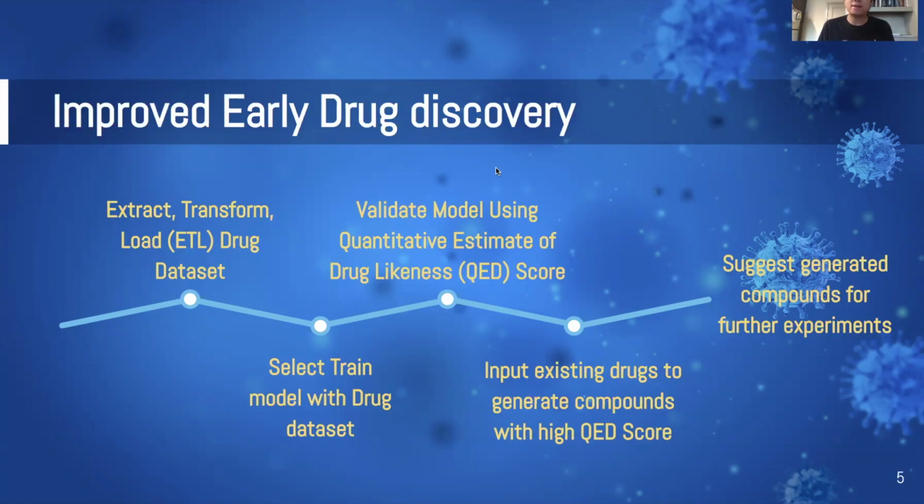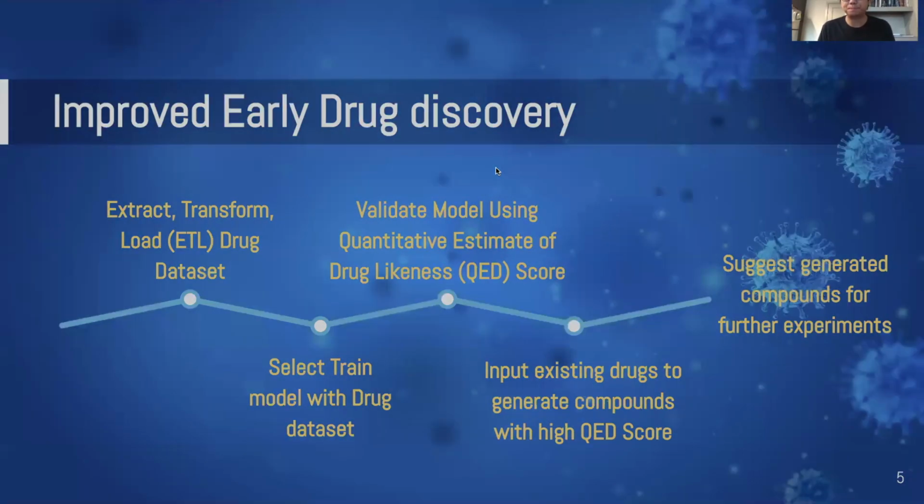And then at the end, we'll suggest this set of compounds to the authorities or pharmaceutical companies to help speed up the drug discovery process. So instead of selecting from 10^23 to 10^60 compounds, they can try something like 10,000 or 100,000 drugs first.